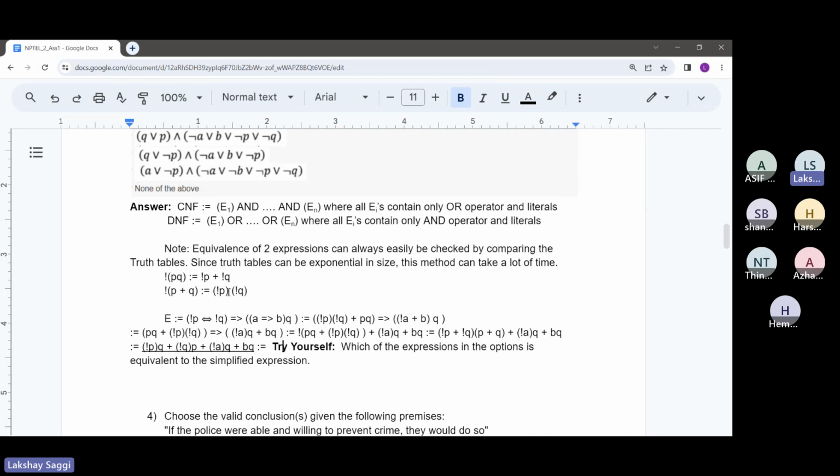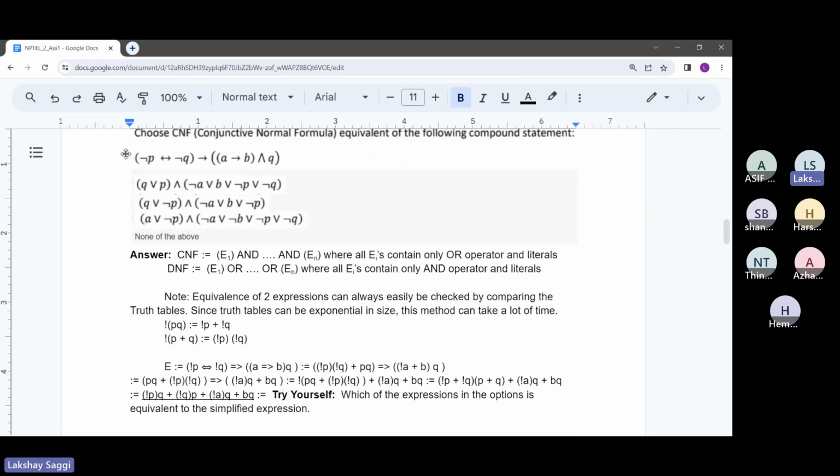Otherwise, a very basic hammer to try for option A, to check whether it is equivalent to the simplified expression, is to just open up the parentheses, like I did here. Here also you can use distributive properties. So this will become something like Q, and I'm just listing out possible approaches to do this question.